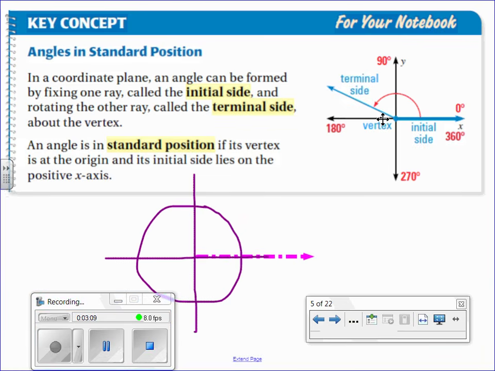Keep spinning, keep spinning, keep spinning. This is where 270 is. Keep spinning, keep spinning, keep spinning. 360. So basically 0 and 360 are located at the exact same location. Does that make sense? So why don't you go ahead and grab your unit circle.